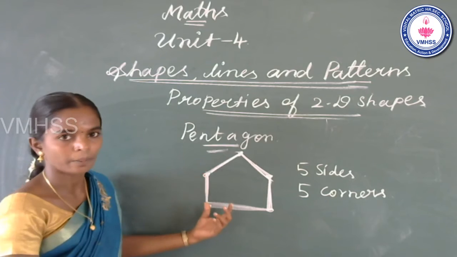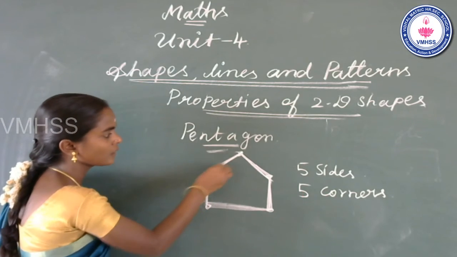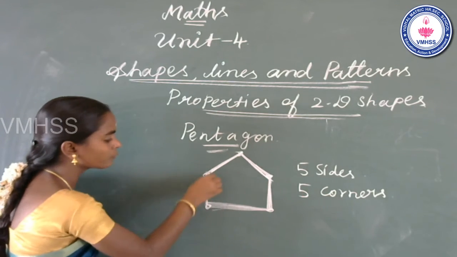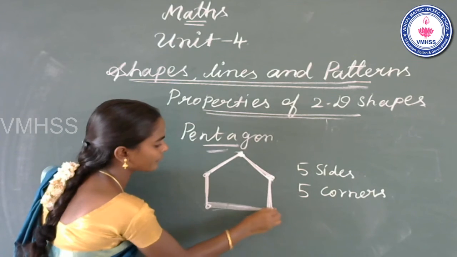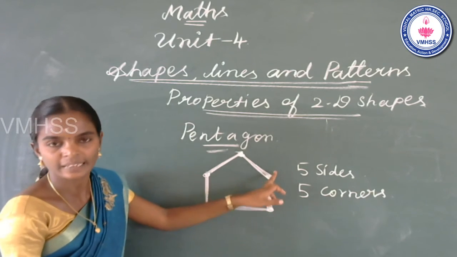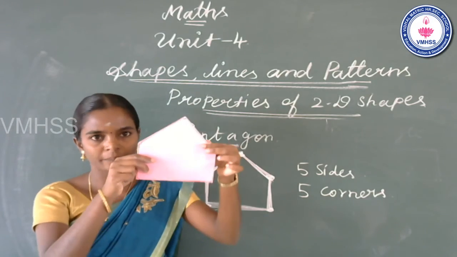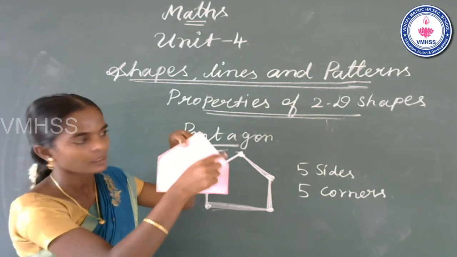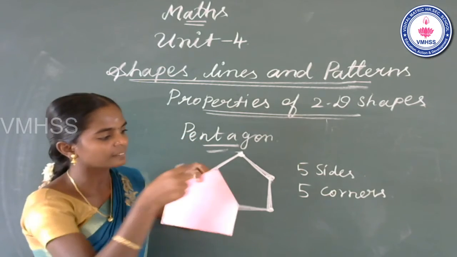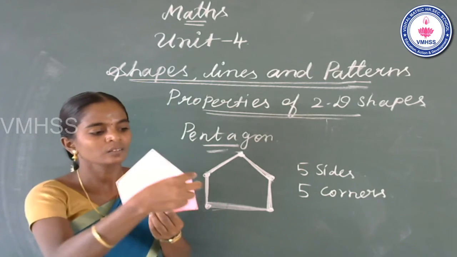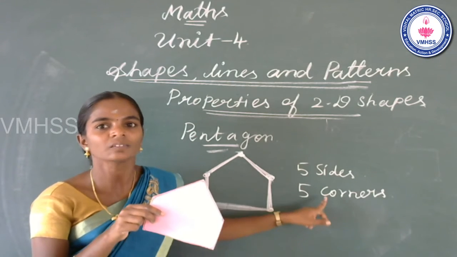Okay, children. This shape, pentagon, has five sides and five corners. This one is a side. One, two, three, four, five. Five sides. This one is a corner. One, two, three, four, five. Five sides and five corners. Did you understand? Children, listen. So this pentagon shape has five sides and five corners.